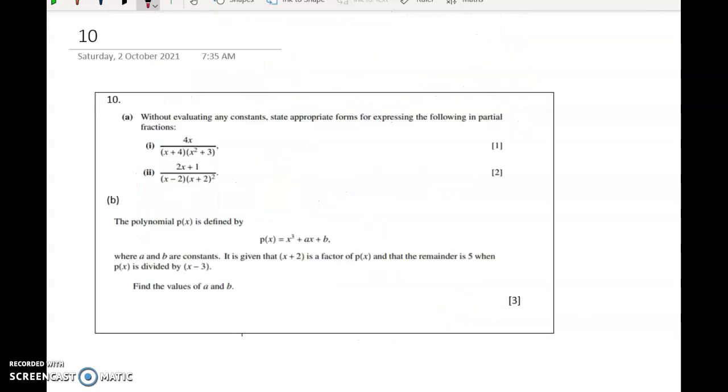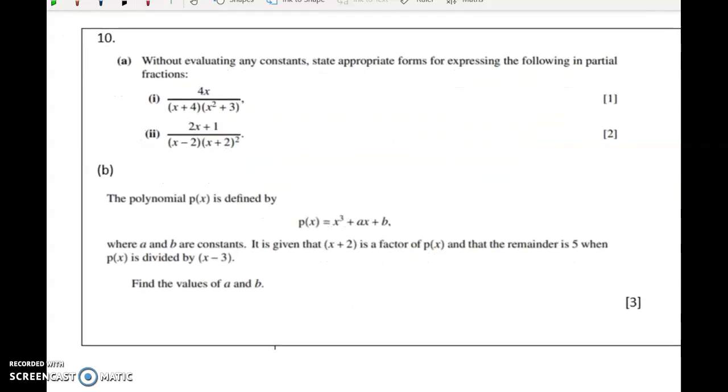Okay, very quickly onto this last question, which is a partial fractions one. So I liked this because you didn't have to actually work out any horrible constants. You just had to show that you understood the appropriate forms for expressing these in partial fractions. And you did well with this one, where there's a repeated factor, but this one not so good.